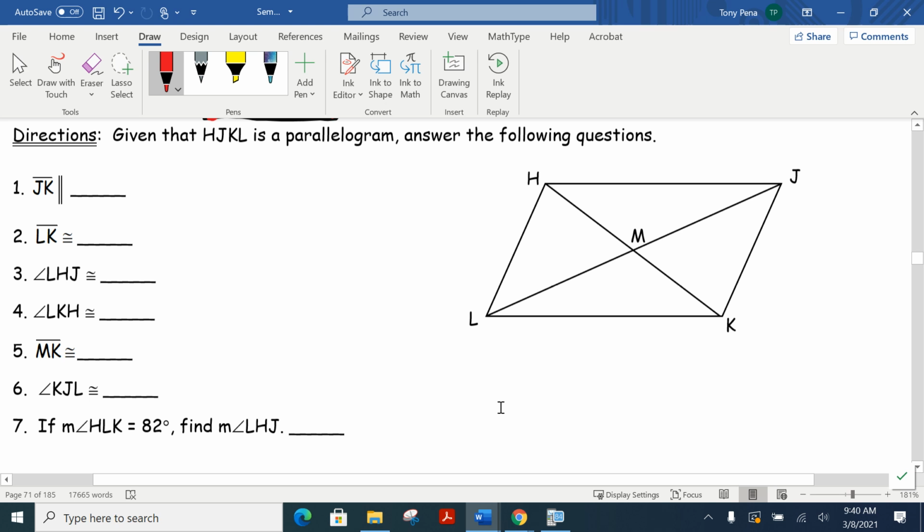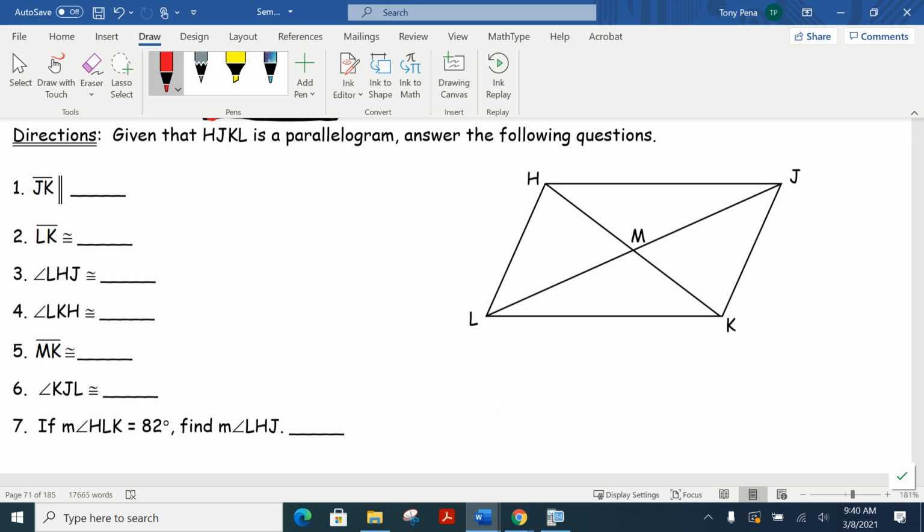fill these in. So it says, given that HJKL is a parallelogram, that means it satisfies those 4 or 5 properties that we just wrote down. Answer the following questions. So do the first one. Do the first 2, because the first 2 should be really nice and simple.